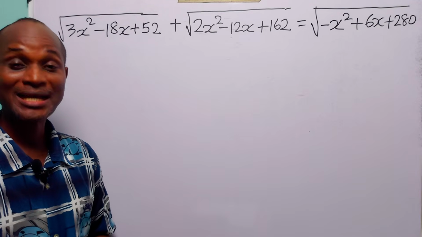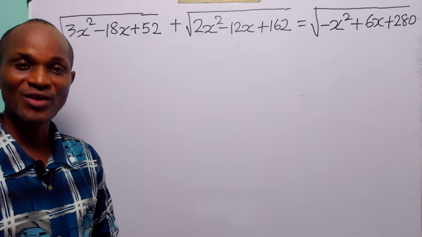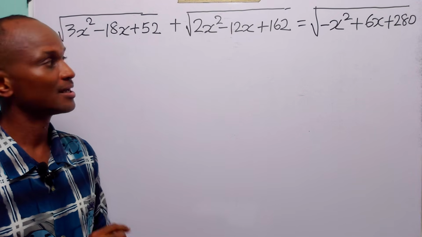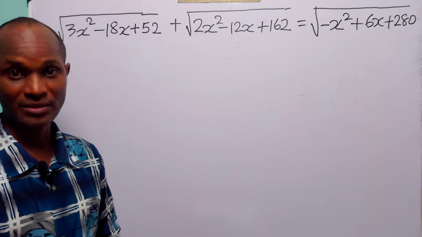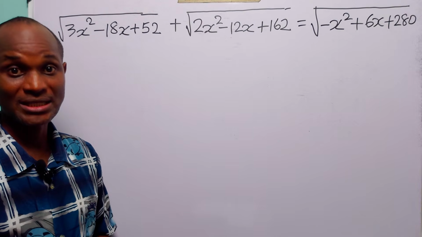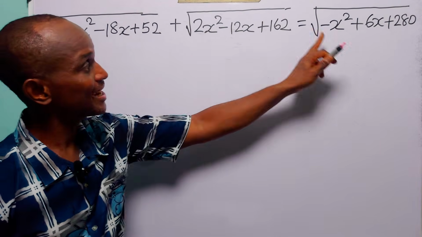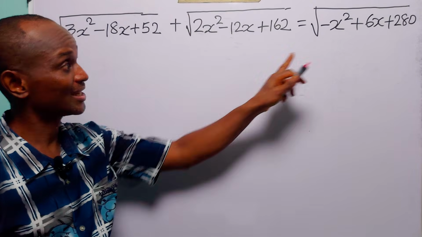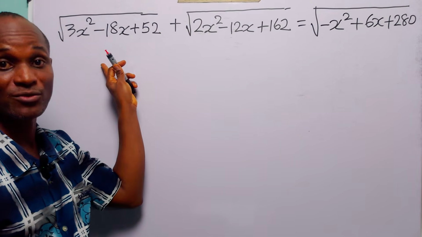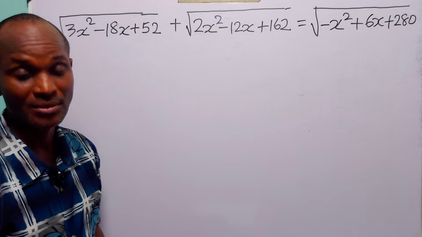Hello and welcome. In this math tutorial, our task is to find all the real values of x that satisfy this radical equation. Now, obviously, you know that squaring both sides of this radical equation to get rid of these square roots won't help us at all.